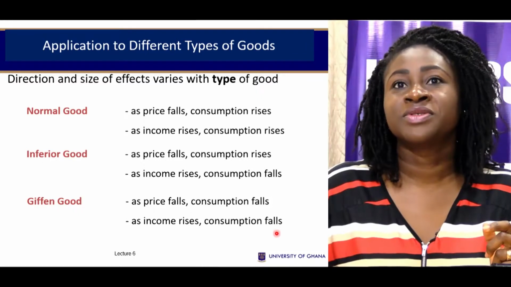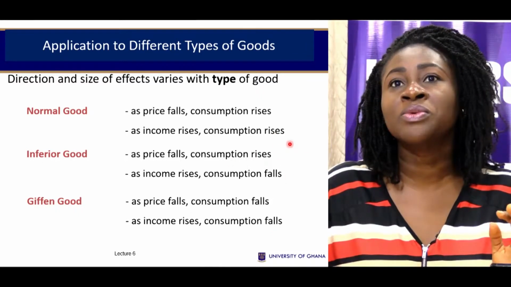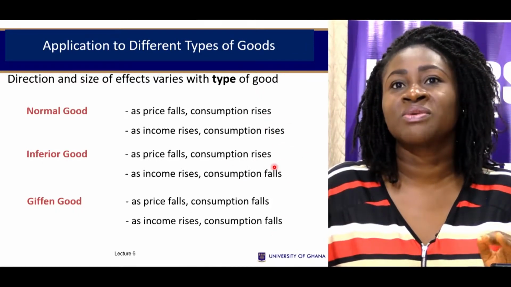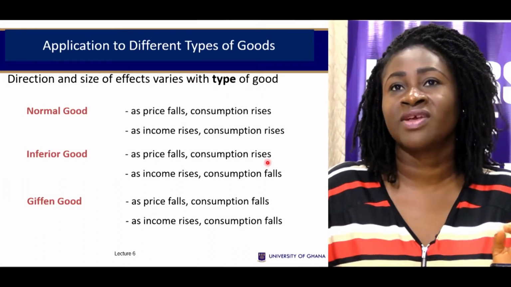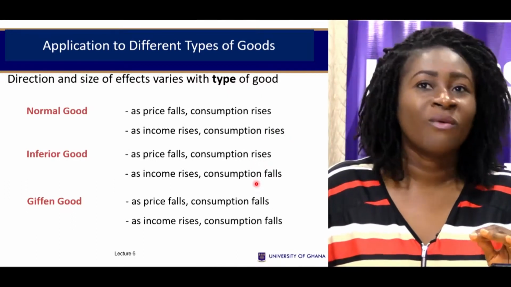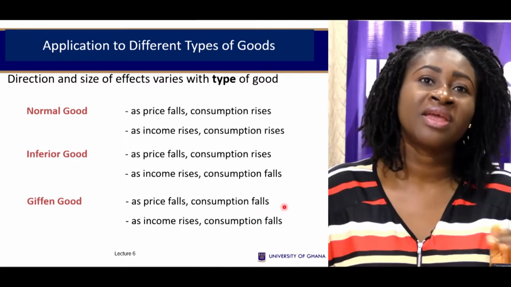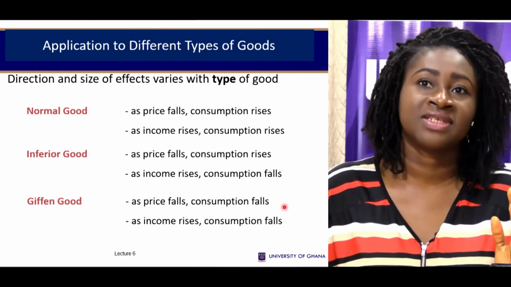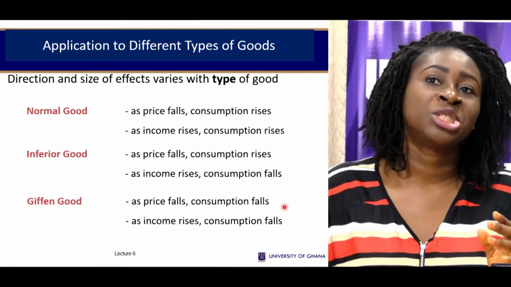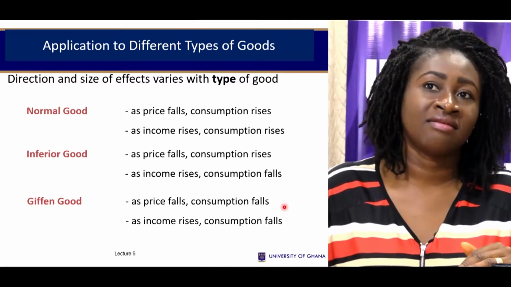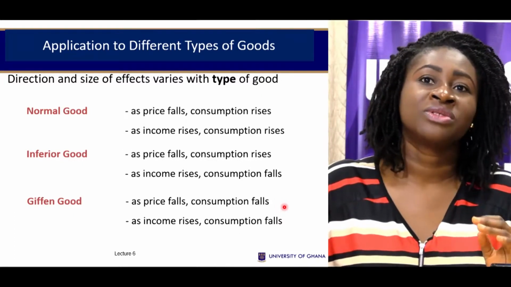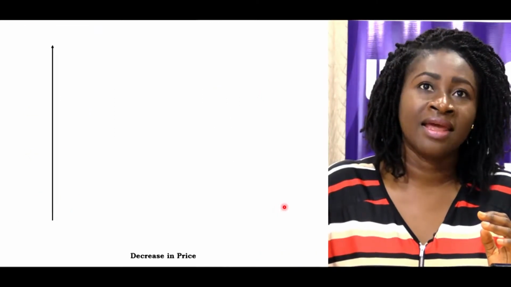So know the difference. For inferior and normal goods, the substitution effect is always negative. When it comes to Giffen goods, they are peculiar goods that behave differently. When the good becomes cheaper, you even buy less of it, and when your income increases, you also buy less of it.